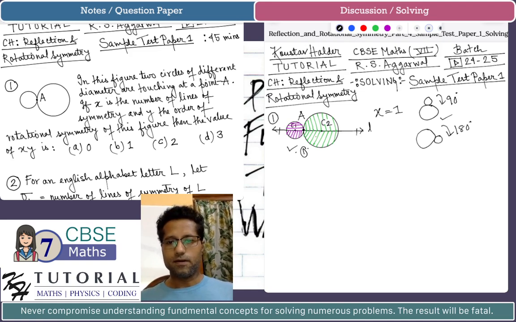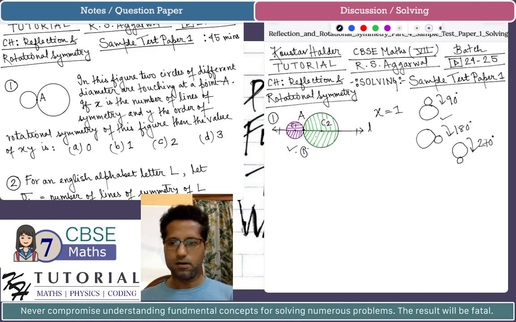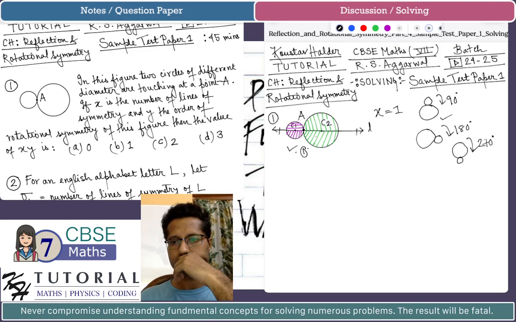Now if you rotate the original figure 270 degrees clockwise, it will look something like this. This is also not looking identical to the given figure. So this was 270 degrees, and if you rotate the original figure 360 degrees, wait a second.